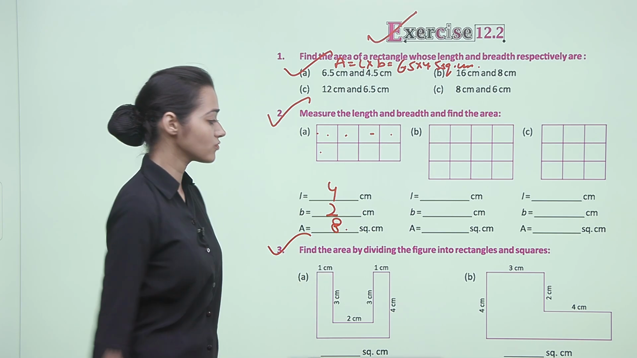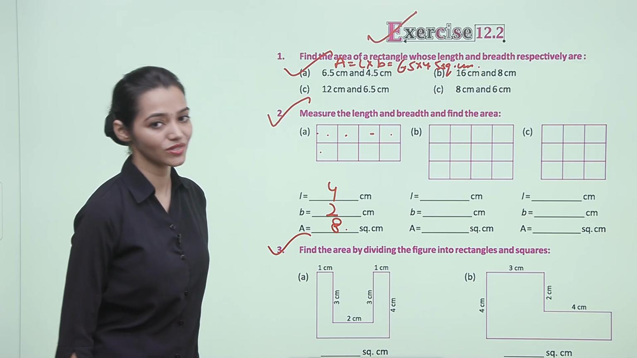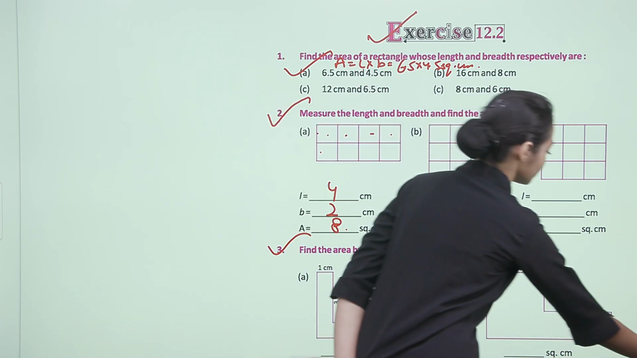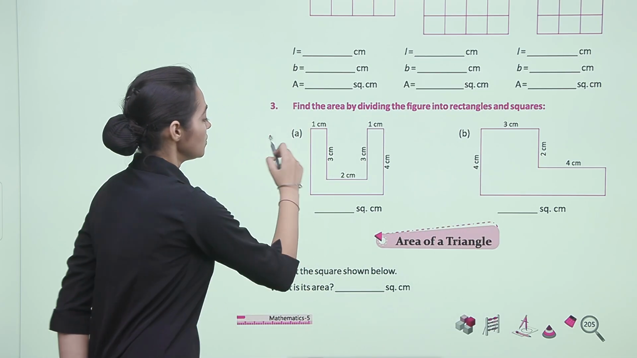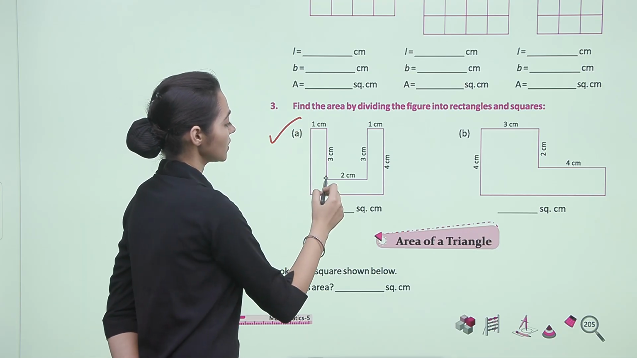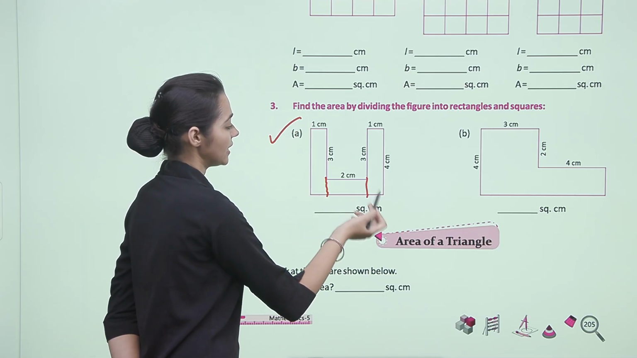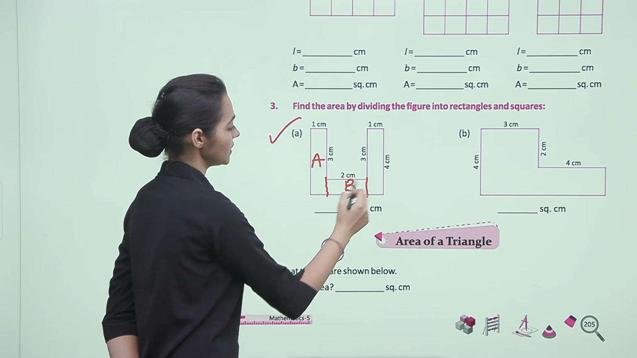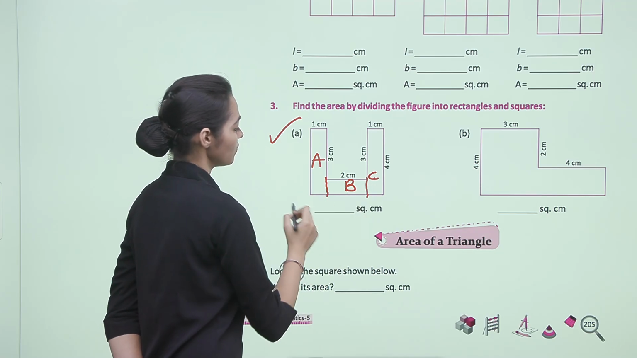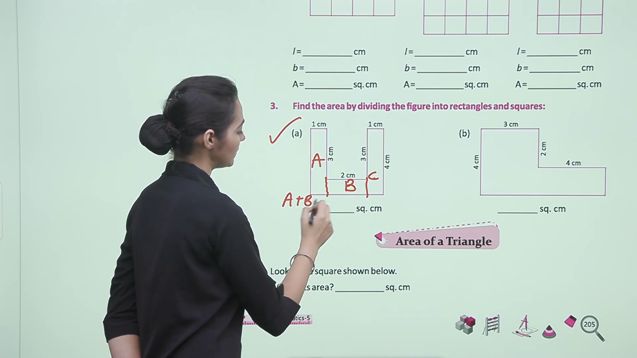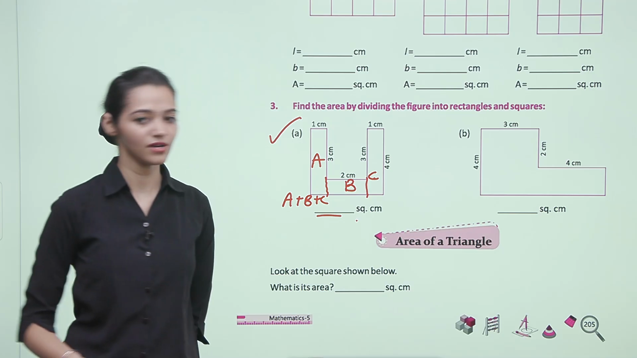Now in the next one, we have to find the area by dividing the figure into rectangles and squares. For the first part, firstly you will convert it into a rectangle and a rectangle. This is your A portion, this is B and this is C. That's how you will add the areas of A, B and C, and that is your respective answer.